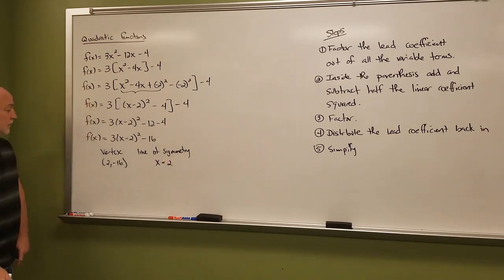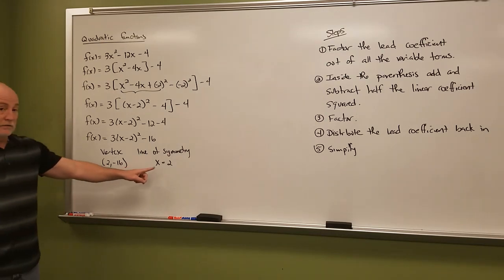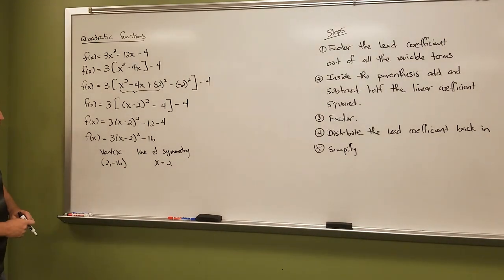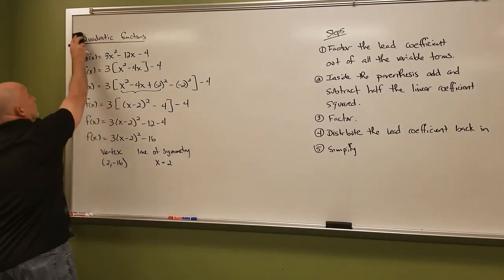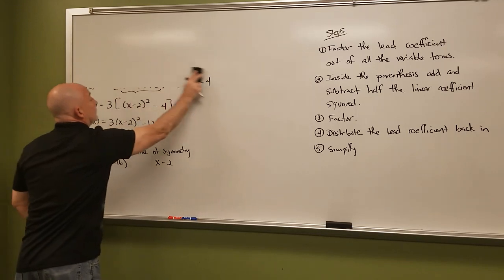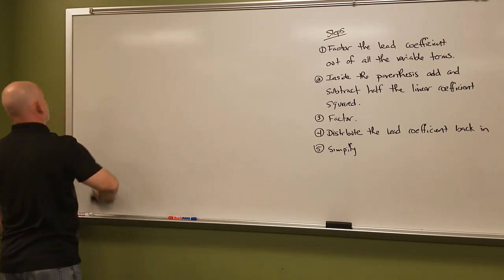All right, so very, very easy to graph this now, right? Because all we'd have to do is plot the vertex and a line of symmetry and then find one more point on the graph and we would actually be able to sketch this. So let's take a look at how to graph this very, very quickly.